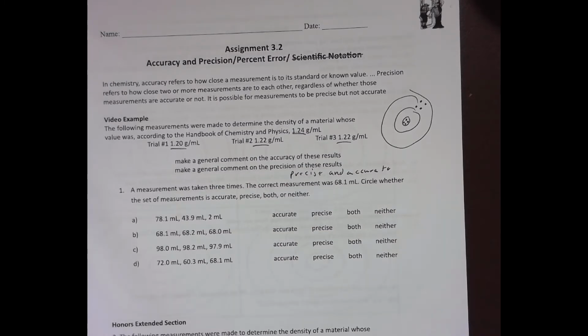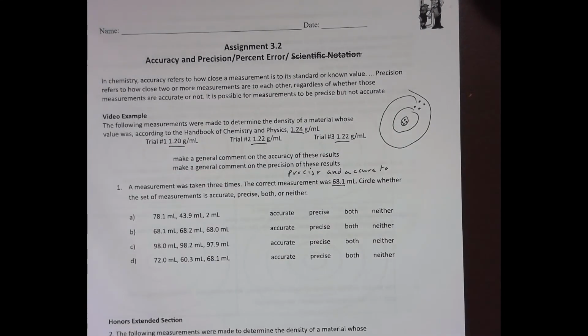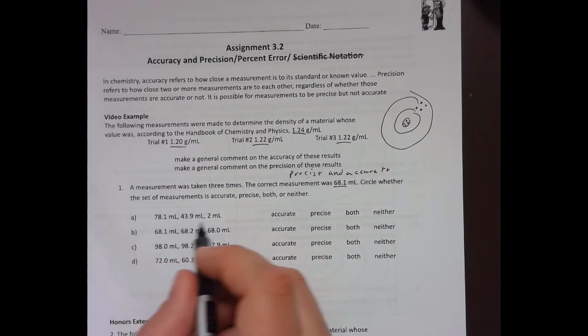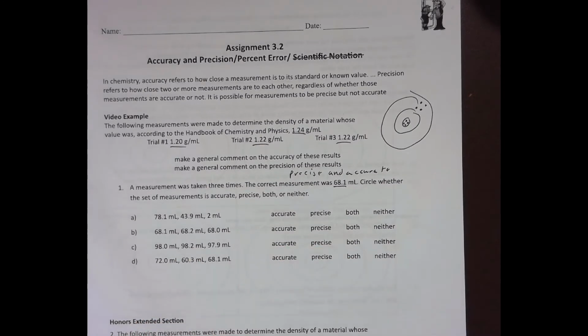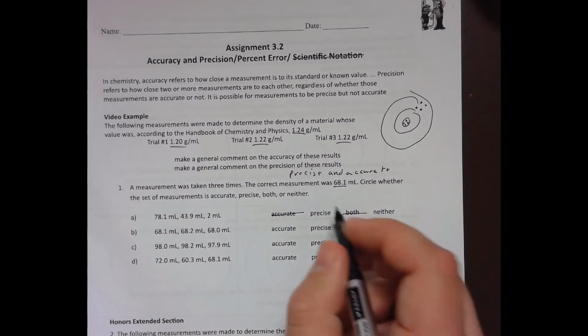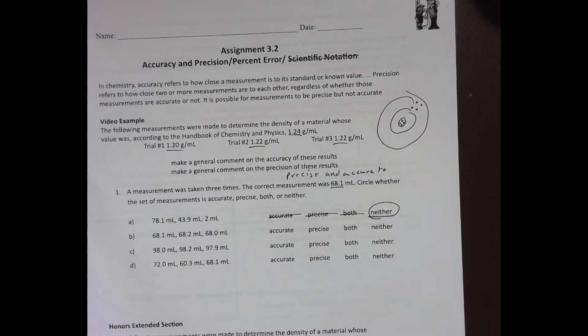If I were to do density, I'm going to see around the same amount. Now, if a measurement was taken 3 times, we want to get to 68.1 milliliters. So circle which measurements were accurate, precise, both, or neither. So with this, we have 78.1 milliliters in our first trial. Second one, part 1, is 43.9, and then 2. We're not accurate. None of those are 68.1 or even close, which means we can't be both. And we're definitely not precise because you have a 2 and a 78 on there, so that is definitely neither. It's not in a good spot.